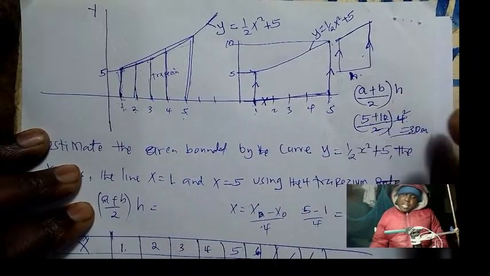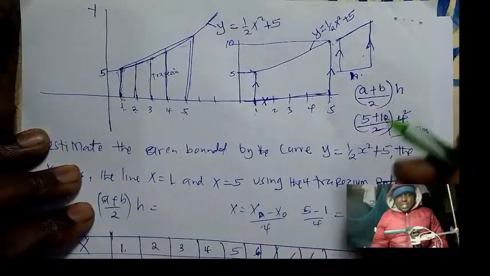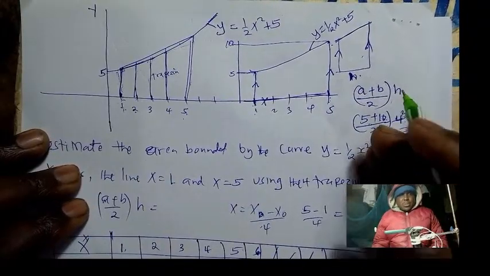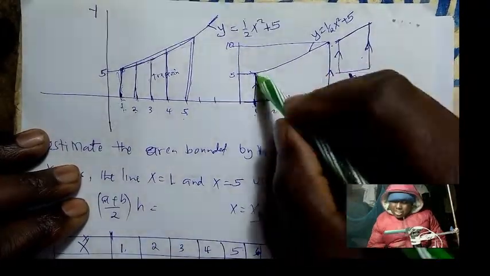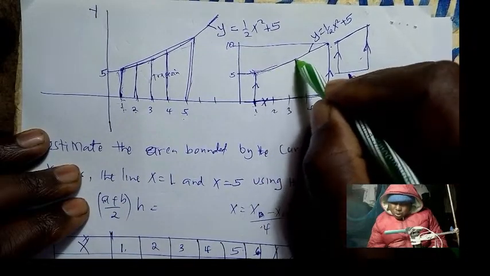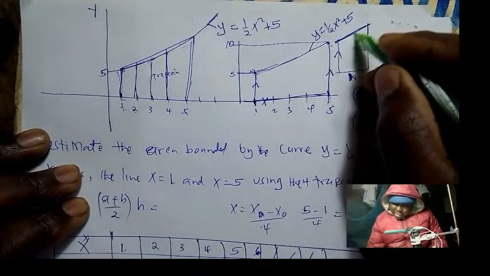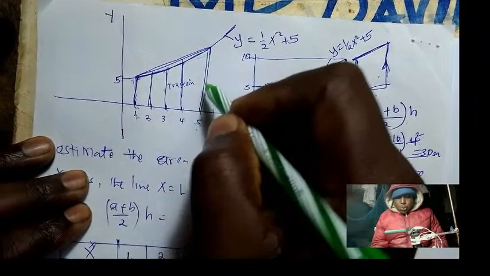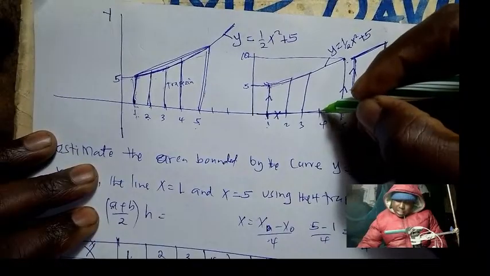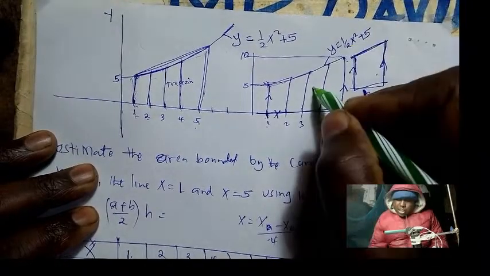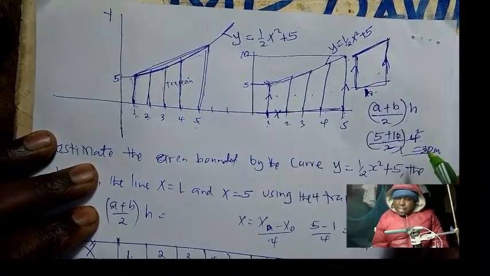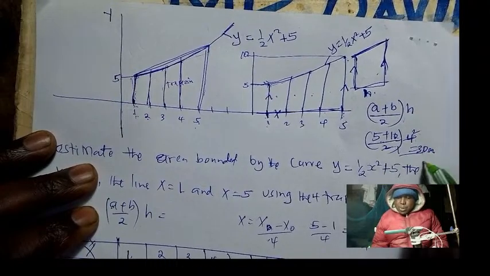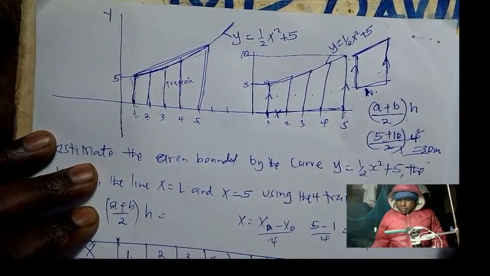But we realize that this one is very erroneous. It has a lot of error, because how would you assume that this one is a trapezium, yet it is a curve? A curve, this one is not straight. A trapezium should have a straight line. So because of the big error, using one trapezium gives a very inaccurate answer. Now using more trapeziums it is going to be more accurate, right?